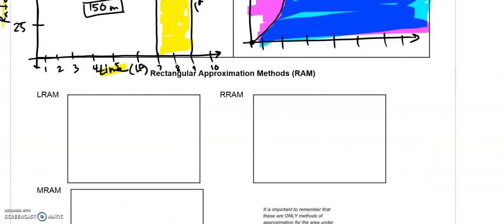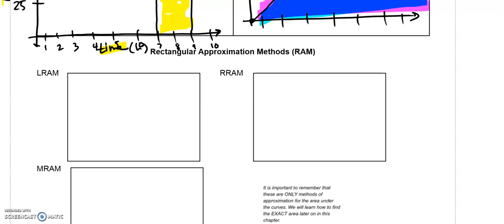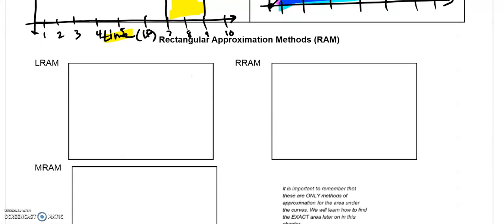But first, we have to start out with simpler methods so we understand the more complex methods. Right here, we're going to talk about rectangular approximations. Now, in some textbooks, they're not called LRAM or RRAM. They are called upper and lower sums. Now, LRAM is sometimes upper and sometimes lower. RRAM is sometimes upper, sometimes lower, and I'll kind of show you what I mean.